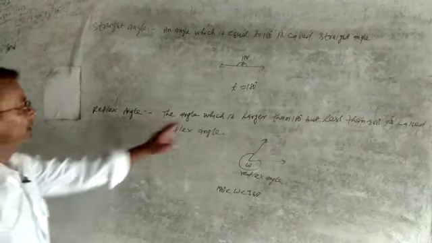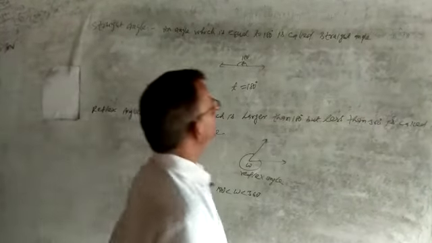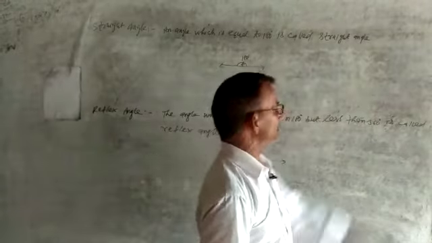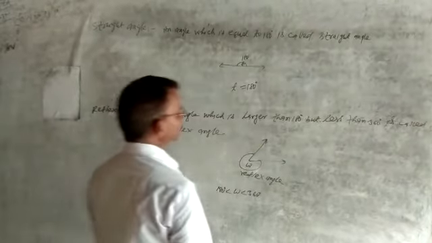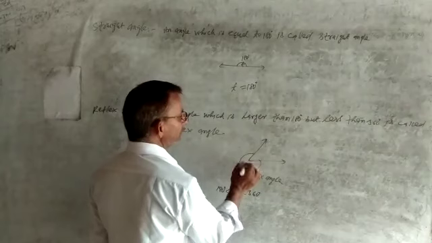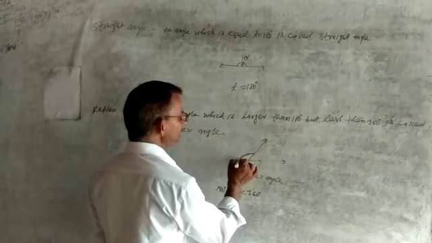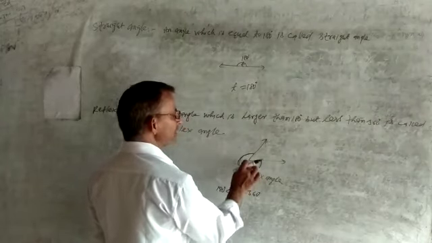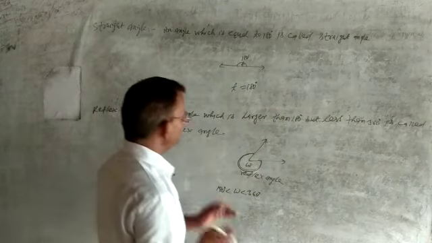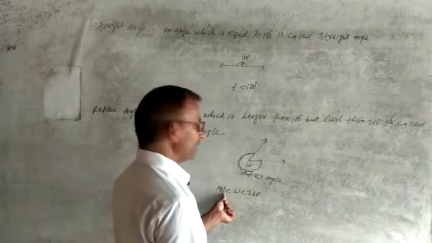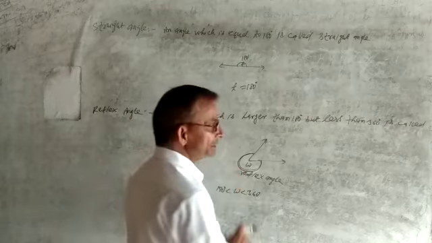Reflex angle. The angle which is larger than 180 degrees but less than 360 degrees is known as a reflex angle. See this figure. The value of this angle is a reflex angle. Suppose this is W. Its value will be more than 180 degrees but less than 360 degrees.